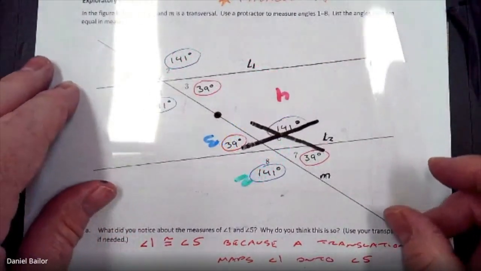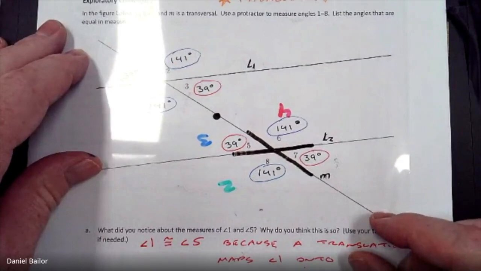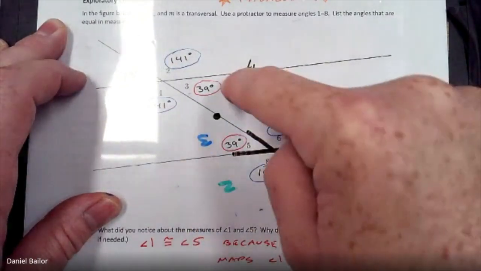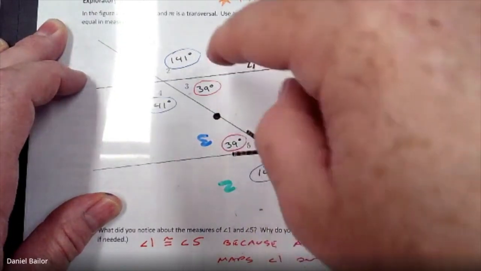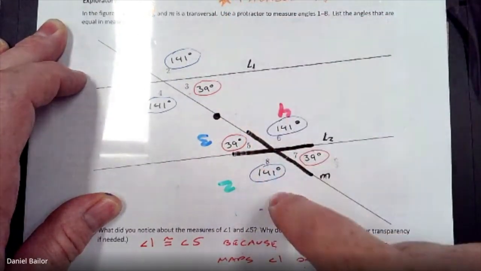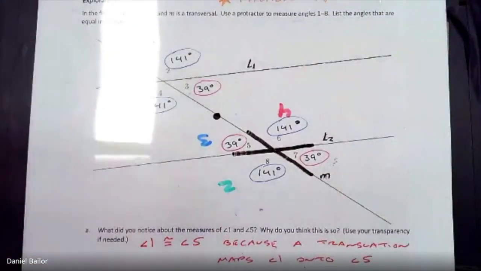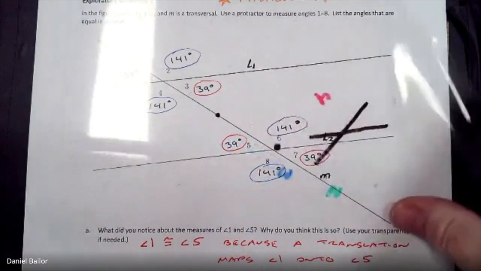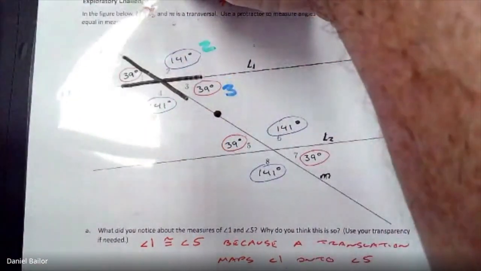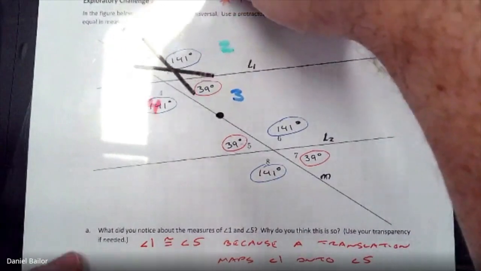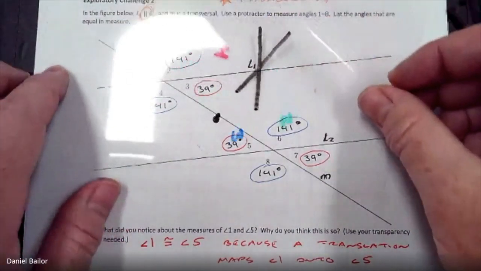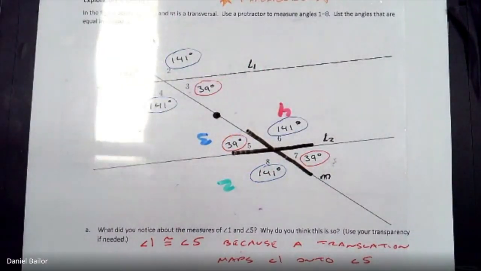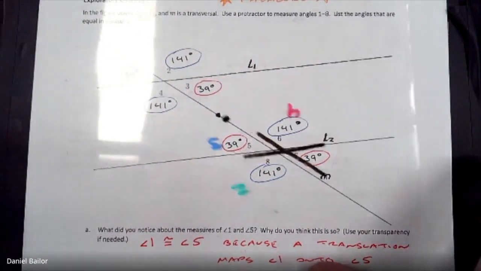You rotate around, and that is how 4 turns into 6, 3 turns into 5, 2 turns into 8, 1 turns into 7. I know it's a little bit tricky, so watch it again, try it yourself with your transparency, and see how the angle rules are made with a rotation.